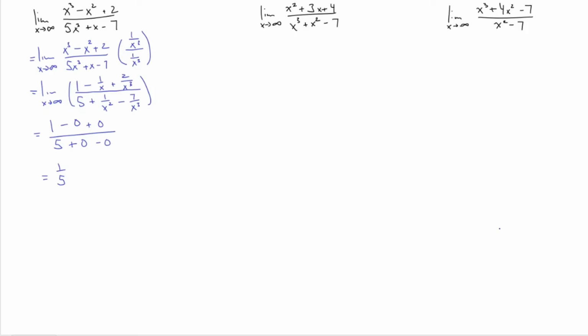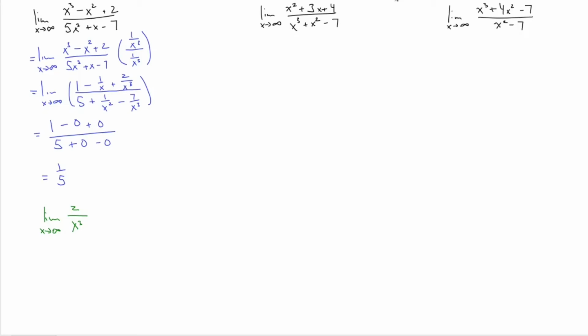All right, taking a look at the first one, we multiply numerator and denominator by 1 over x cubed. After you distribute, you get 1 minus 1 over x plus 2 over x cubed in the numerator, 5 plus 1 over x squared minus 7 over x cubed in the denominator. And then when you take the limits, the limit as x approaches infinity of 1 is 1, the limit as x approaches infinity of 5 is 5, and all those other limits are 0, and so you get 1/5.